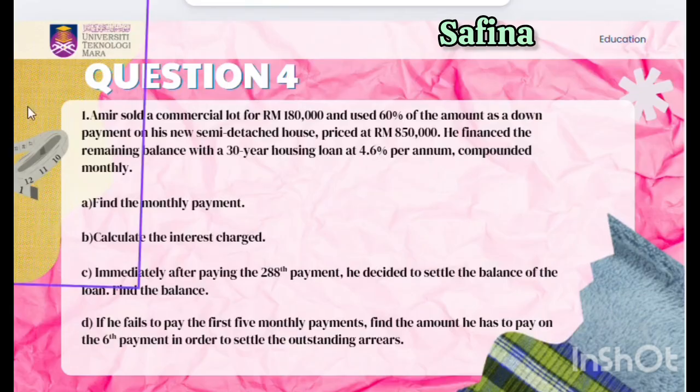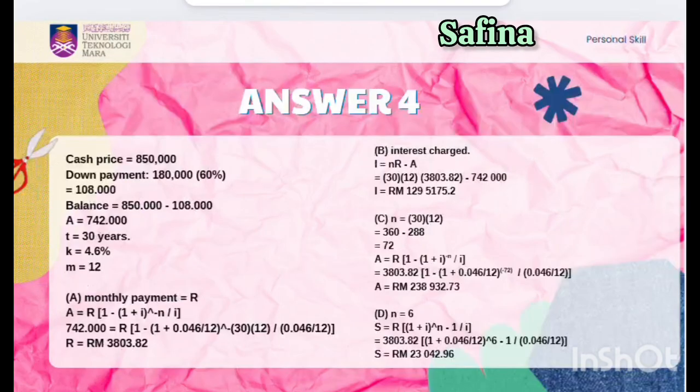We'll go through question A first, which is to find the monthly payment. So monthly payment equals to R. In that case, we have to use formula A since the question is about a loan. And the question already provides us with information, which is the cash price is 850,000. The down payment is 180,000 times 60% equals to 108,000.